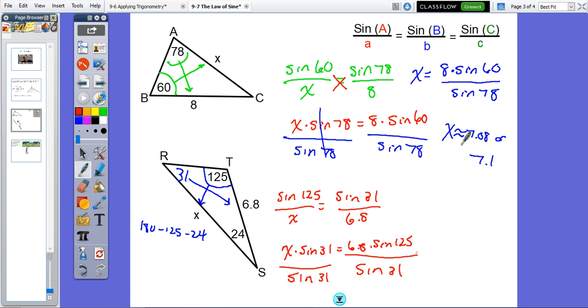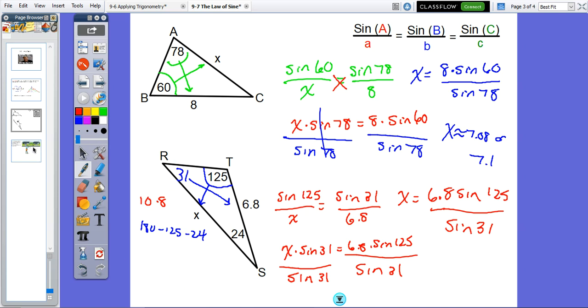So in your calculator, you're going to have x equals 6.8 sine of 125 divided by sine of 31. My handwriting's getting kind of bad. Getting a little tired. All right, let's put that in the calculator. So we got 6.8 times sine of 125, we get a number like 5.57. We're going to divide that by sine of 31. You should get 10.8 right there, 10.8.